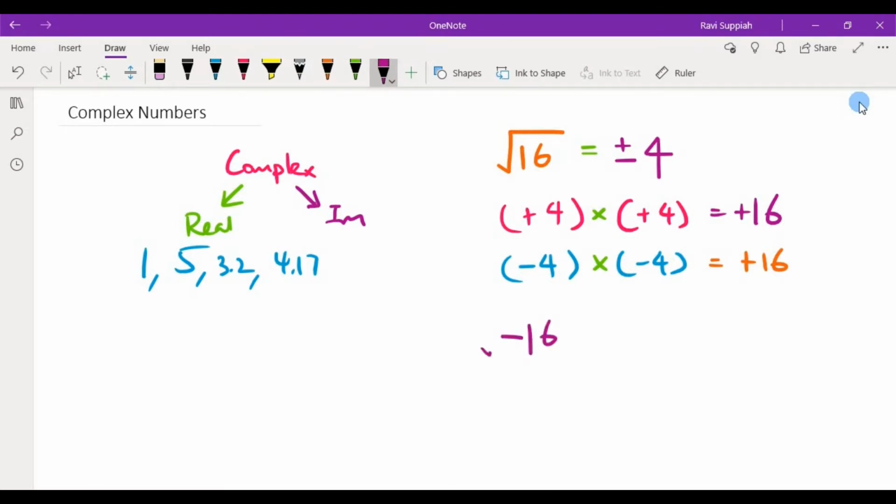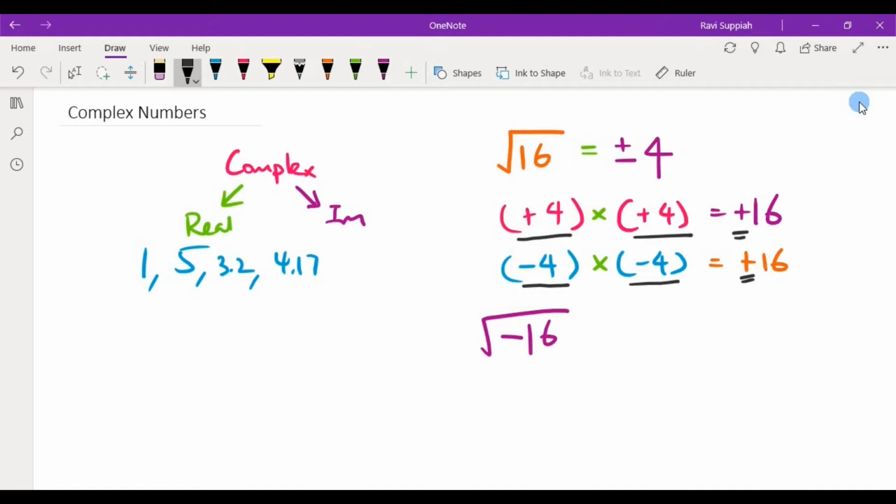How is that possible? As you can see here, when I do a square operation, which is the opposite of square root, both the numbers must be the same. So it has to be positive 4 and positive 4, or negative 4 and negative 4. And in both these cases, the answer is always going to be positive, because positive times positive is positive, negative times negative is also positive. So I will always end up with a positive answer here.